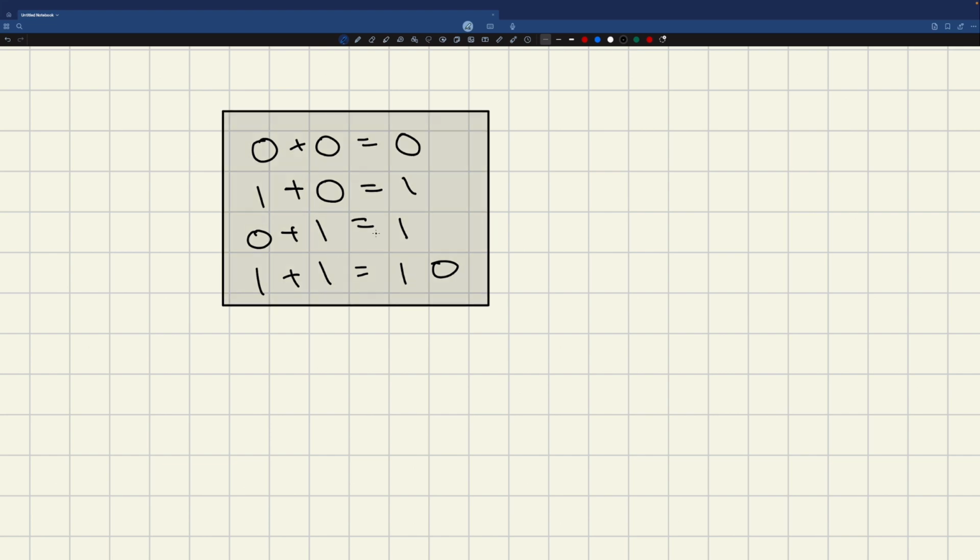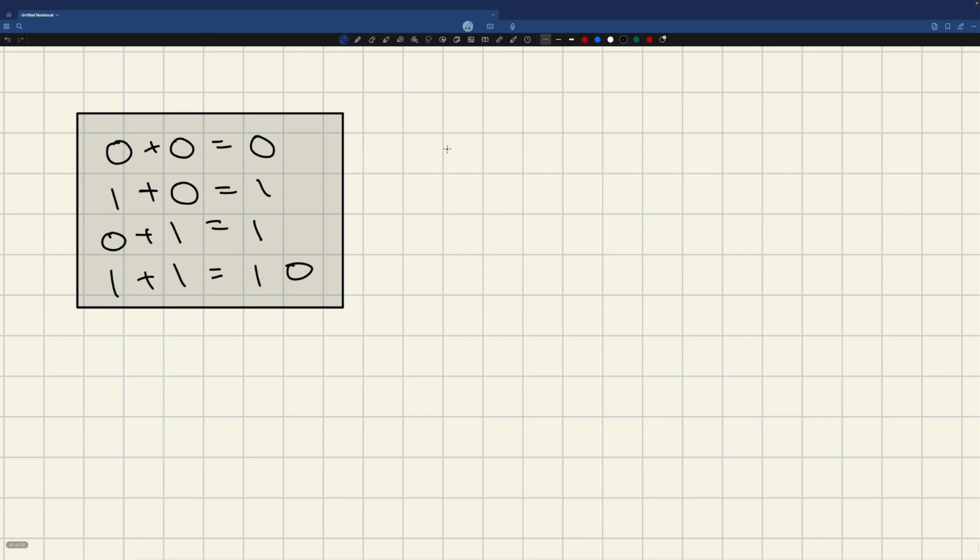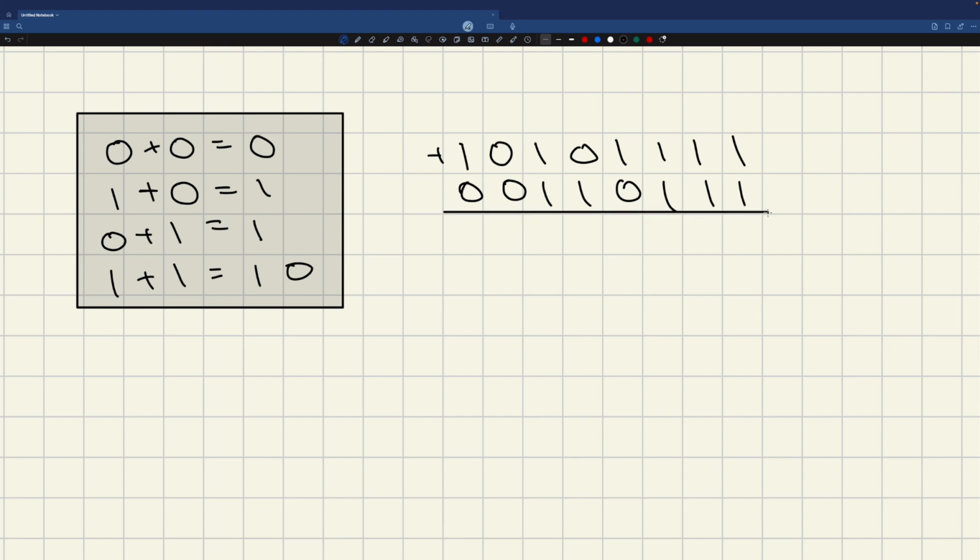Okay, so let's try to add some binary together. We're adding 1, 0, 1, 0, 1, 1, 1, 1, and we're adding it to 0, 0, 1, 1, 0, 1, 1, 1. Okay, so now here's the hard bit. 1 plus 1 is 1, 0. So we put a 0 here and we carry the 1.